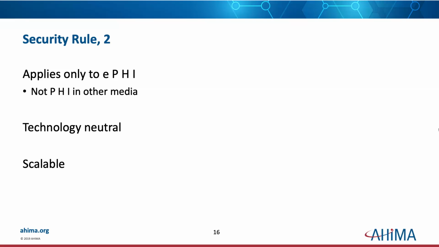The security rule was developed to be technology neutral and scalable, meaning that with technology changing so fast, they wanted to keep it vague enough that it would cover new technology. Also, it's scalable, so whether you're a tiny single physician provider situation or a multi-hospital health system that has like 60 hospitals across multiple states, it was designed to be vague enough to cover all of that. So that's what scalable means.